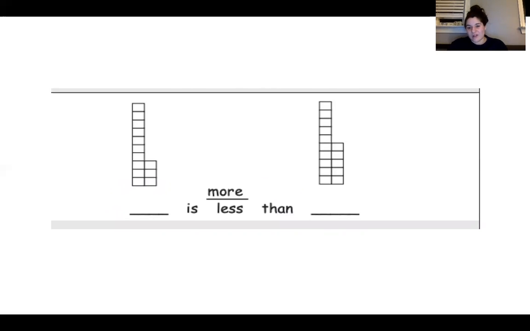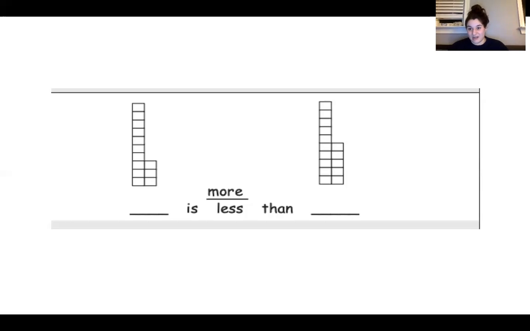In this problem, friends, we have 2 different groups. One group is going to have more boxes, and one group will have less boxes. So we will be able to compare our team numbers. Compare means I know which is more and which is less. Let's say that together. I can compare numbers. Let's try our first problem together.